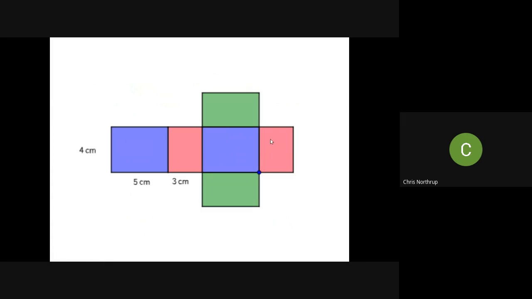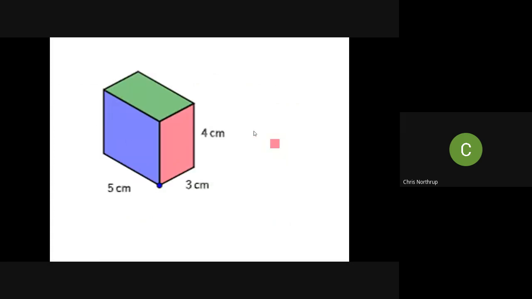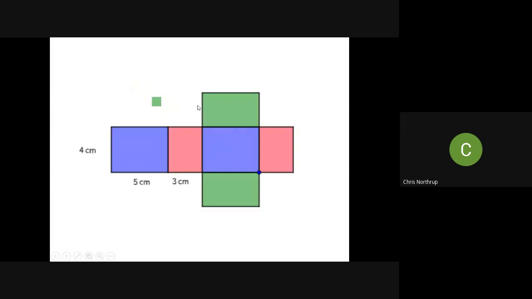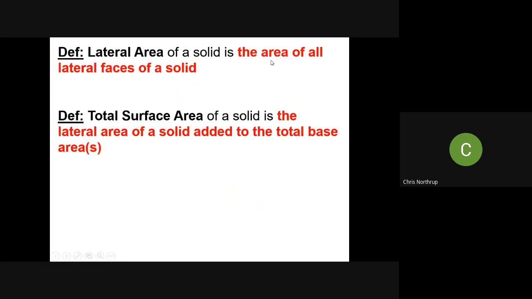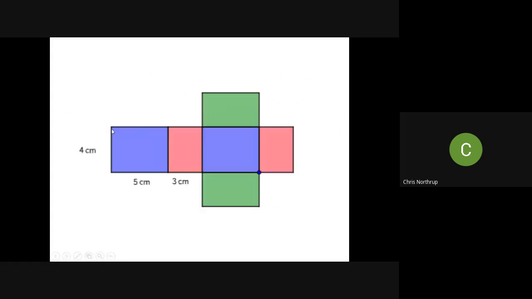So comparing this flat version of that prism to when it's all folded together, the green rectangle looks like the base. So here I have two bases, two green bases. And then the blue and the pink rectangles, those are going to be my lateral faces. So if I wanted to find lateral area, I would take the area of all those lateral rectangles and add them together. So to do that, I could do 4 times 5 plus 4 times 3 plus 4 times 5 plus another 4 times 3.